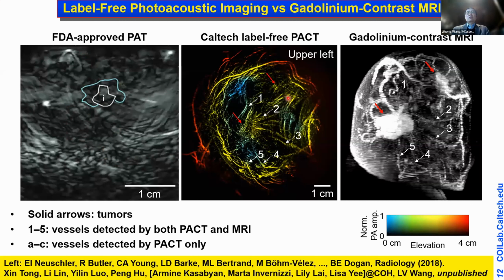Using the same human subject, we acquired a gadolinium contrast MRI image. This MRI requires injection of gadolinium, which is a heavy metal, which has some known side effects. The numbered arrows point to blood vessels that are imaged by both. The lettered arrows point to blood vessels that are missed by MRI, but imaged by photoacoustics. And of course, we can see tumors in both cases.